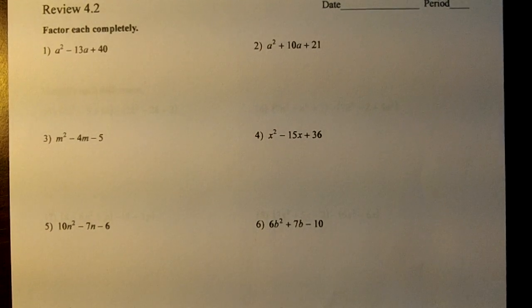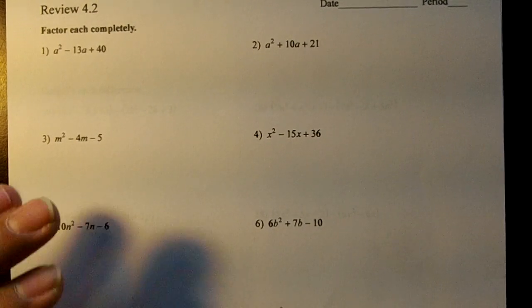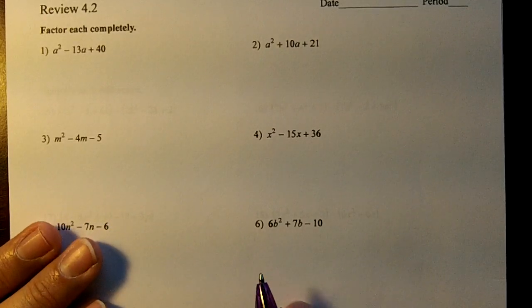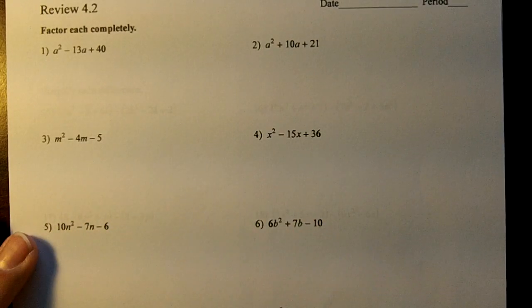Okay, this is the 4.2 test review of polynomial arithmetic. You're going to do awesome. We'll do the first four. The first part is factoring.